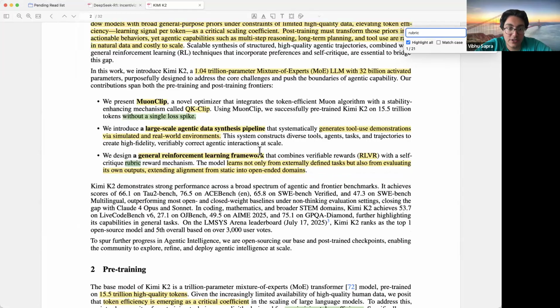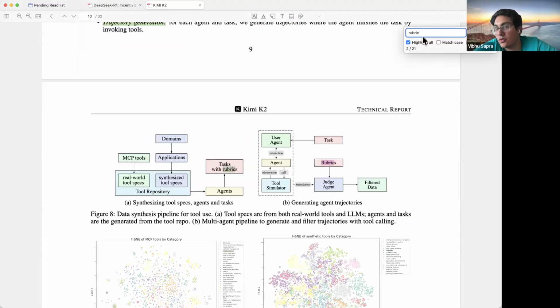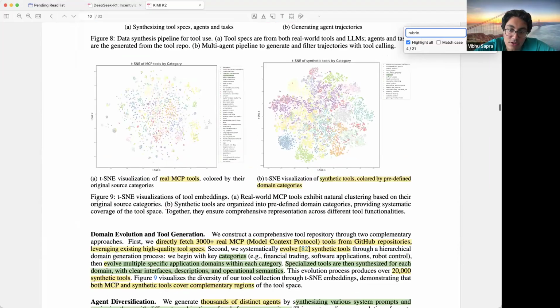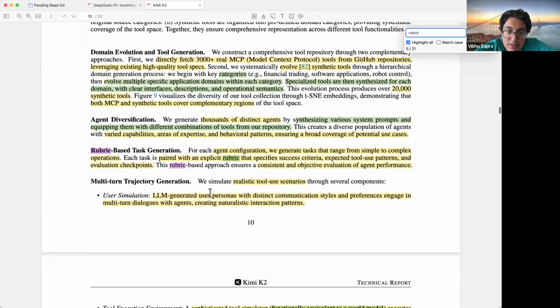Combine RLVR with the self-critique rubric reward. The model learns not only from externally defined tasks, but also from evaluating its own outputs, extending alignment. Basically, in the rubric, if you're using the right tools and getting the right steps, you're rewarded for that too. But I think we can do a bit of a follow-up on this.